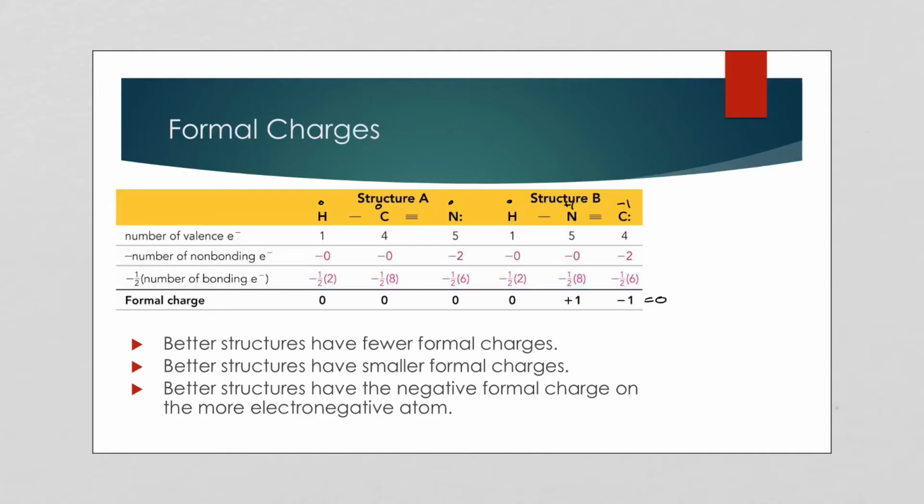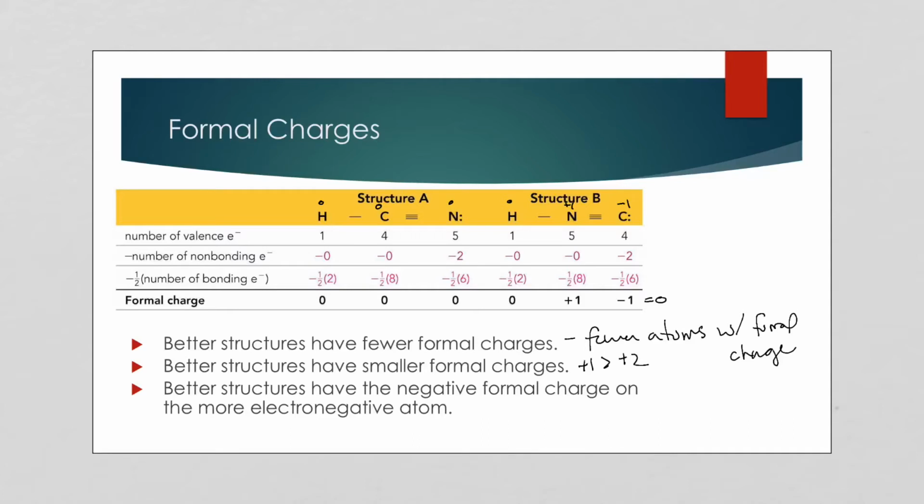So what's better? Well, our guidelines are, better structures have fewer formal charges, meaning fewer atoms with formal charge. Better structures have smaller formal charges. So if we do have atoms that have formal charges, we want them to be as small as possible. So the idea is that a positive 1 formal charge would be better than a positive 2 formal charge, for example. So if there are going to be formal charges, we want them to be as minimal as possible.